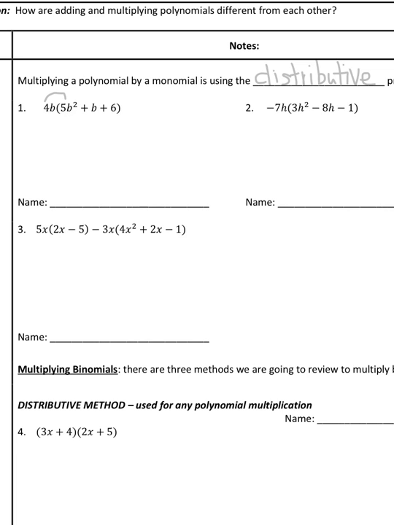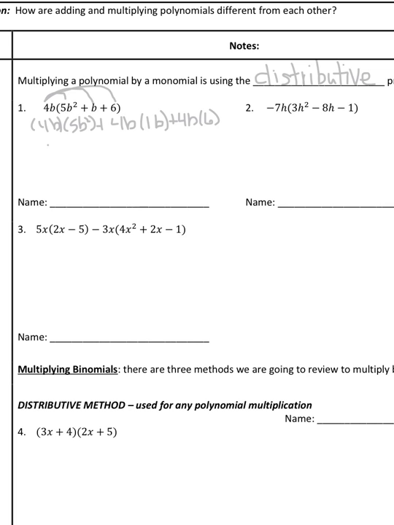So if we wrote that out, we would say 4b times 5b squared. And then we're going to do the second one. A lot of us like to draw little lines up top, but then we forget we've got to multiply it by every single term inside. So then we're going to add 4b times 1b, because really there's a 1 in front of that b. And then we do it also to the last one, so plus 4b times 6. So we have distributed that 4b all the way across.